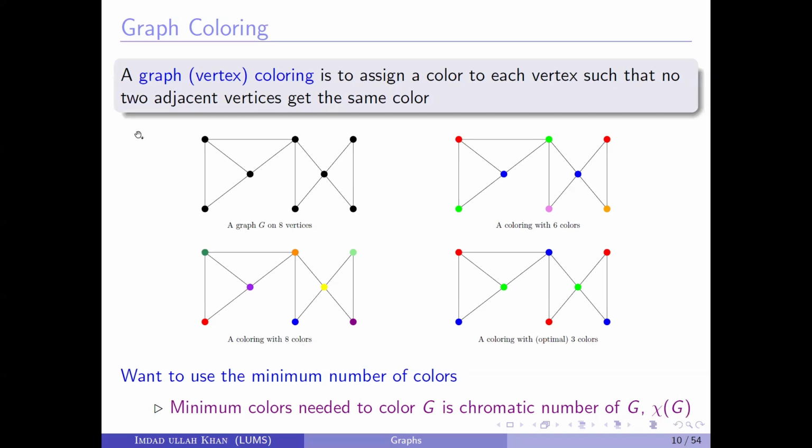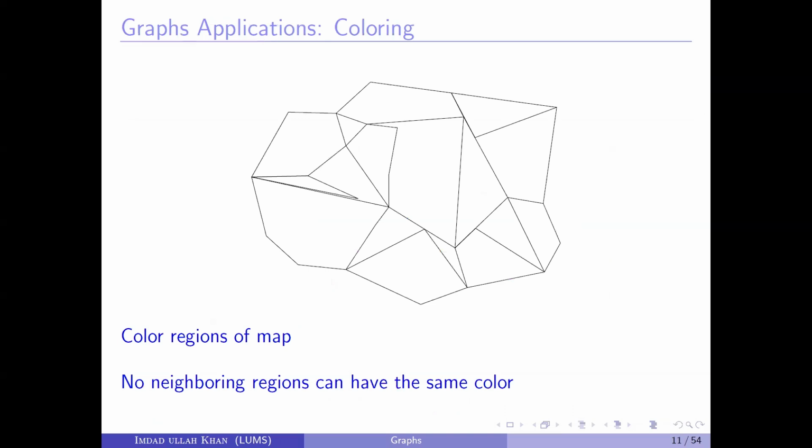Let's have a look at why we need coloring in real life. For example, if we have this map, you can treat this entire shape as a map where different regions are shown. We want to color the regions in such a way that no neighboring regions have the same color.